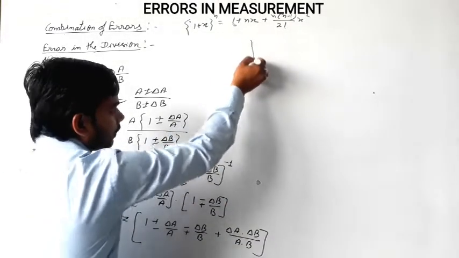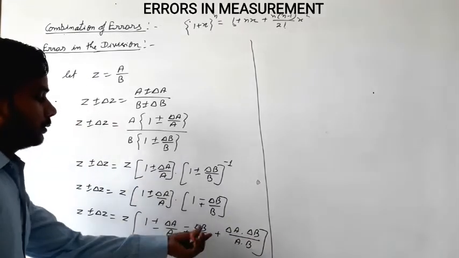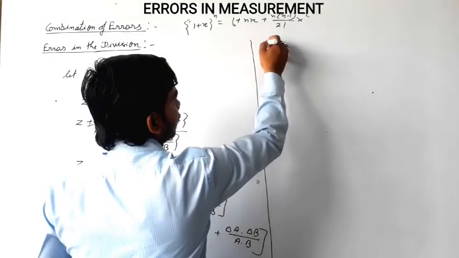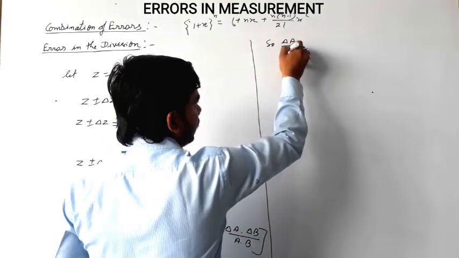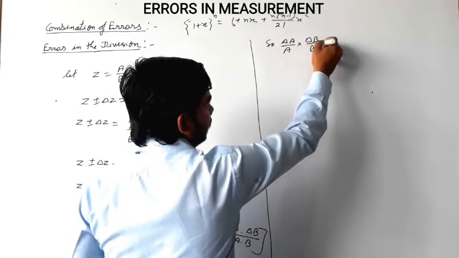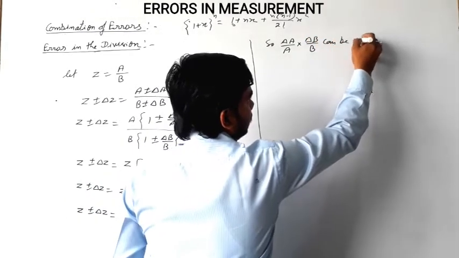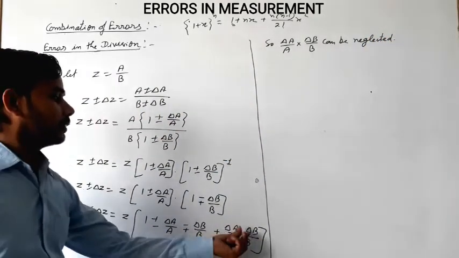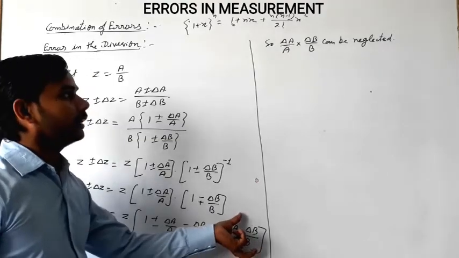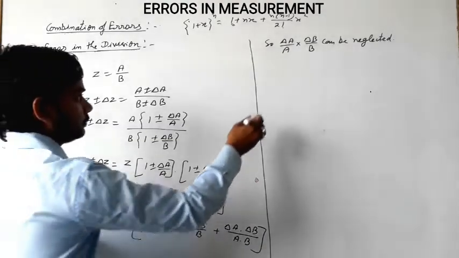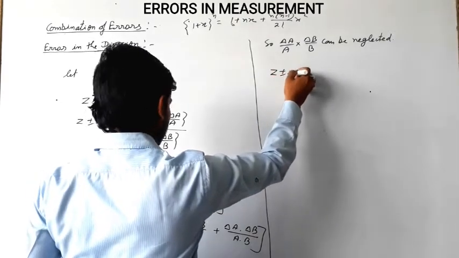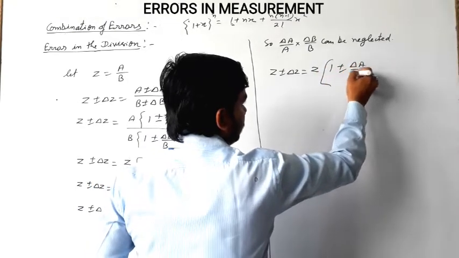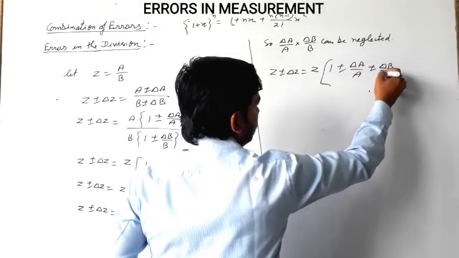The terms Δa/a and Δb/b are very small. So Δa/a into Δb/b can be neglected. We will neglect this term because its value is very small. So this will be z ± Δz = z(1 ± Δa/a ± Δb/b).